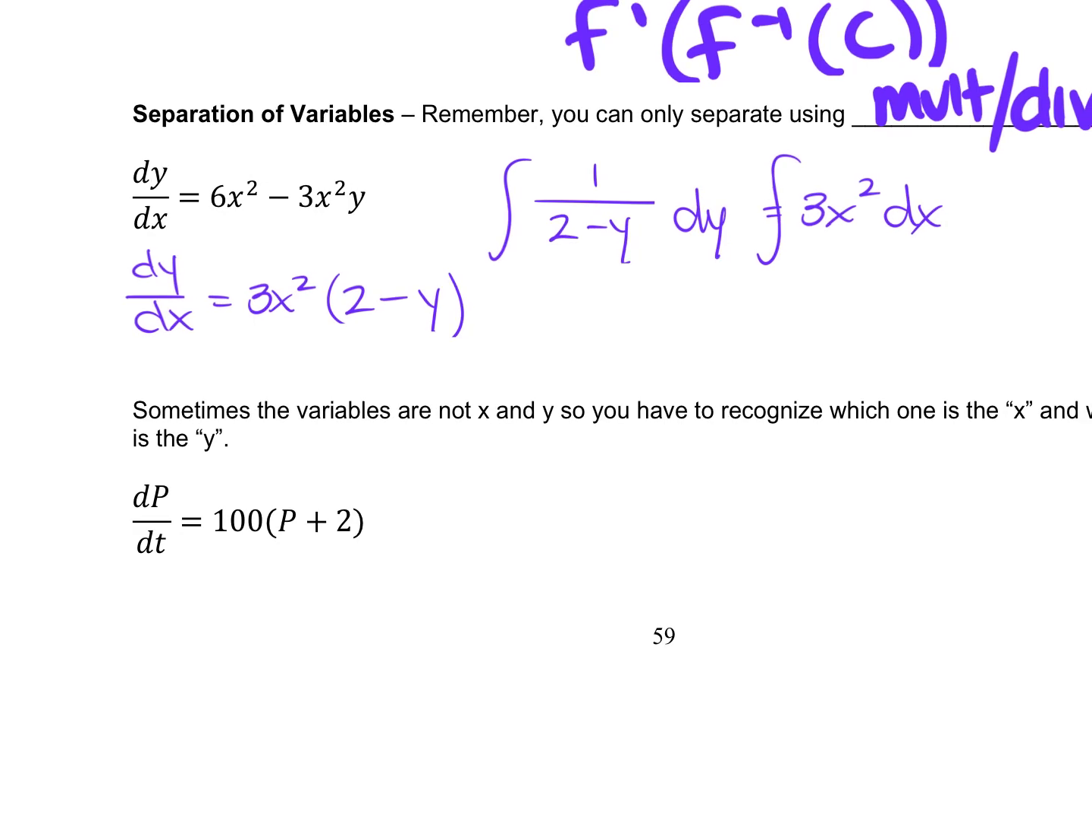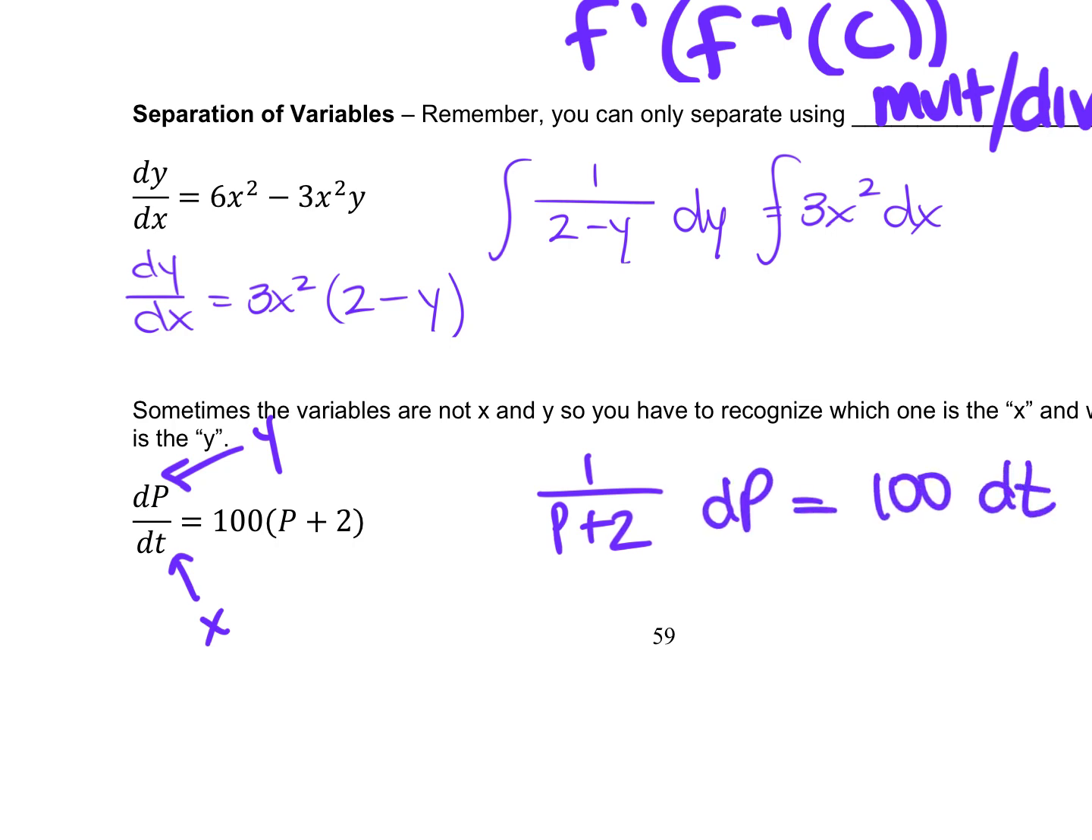Okay? Sometimes if the variables are not x and y, you have to recognize which one's the x and which one's the y. So in this case, the p is acting like the y, and the t is acting like the x because we're used to dy dx, and it's dp dt. So in this case, I would divide the p plus 2 over. That would give me 1 over p plus 2 dp equals 100 dt, and then integrate.